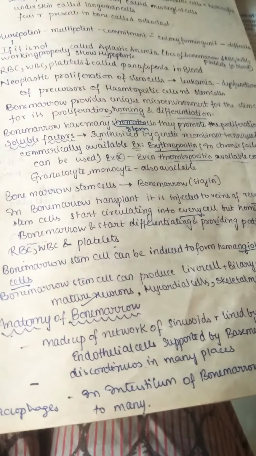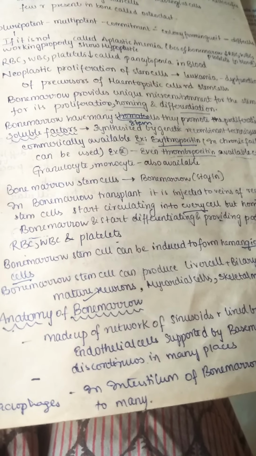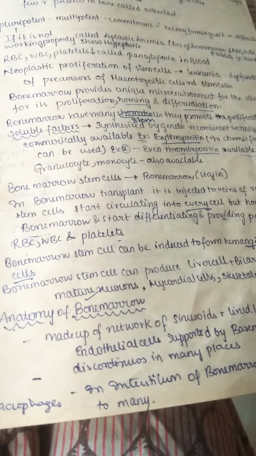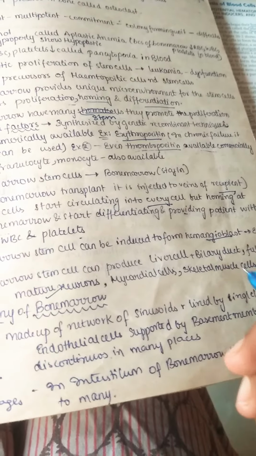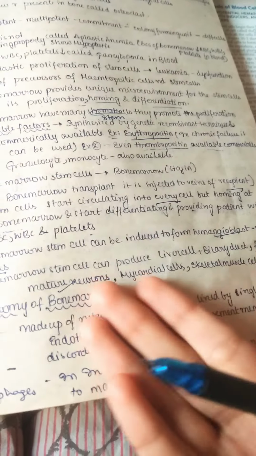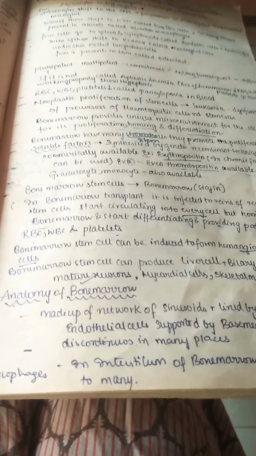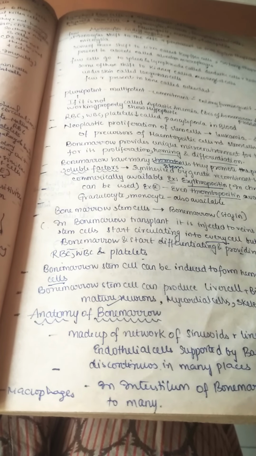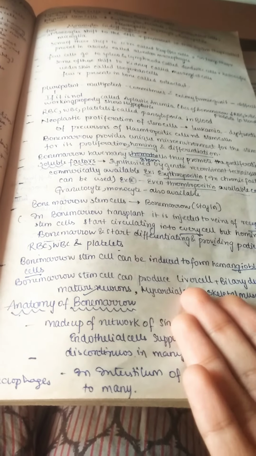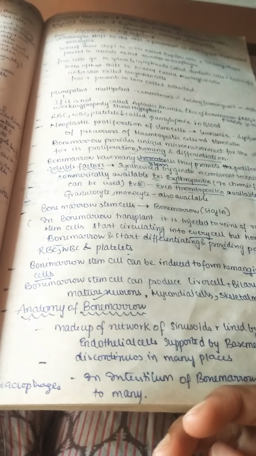Till now we were saying that bone marrow stem cells are only able to provide RBC, WBC, but now research has also found that bone marrow stem cells can also produce liver cells, biliary duct, myocardial cells, skeletal muscle cells. So all this can be used in some kinds of patients who are lacking these. So if experiments are successful, we can use these stem cells to produce different types of these cells and use them for transplantation.